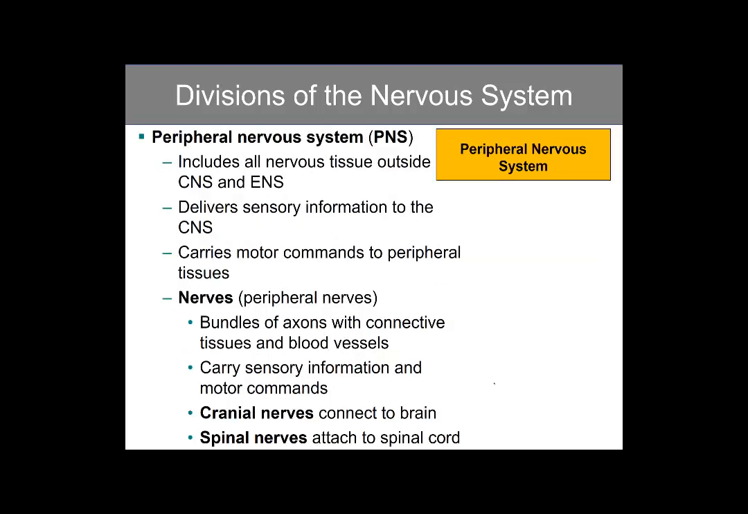The peripheral nervous system includes all the nervous tissue outside of the central nervous system, and it acts to, one, deliver sensory information to the CNS, but it also carries motor commands to the peripheral tissues. If you consider the brain, there's really 2 ways in which information travels. Information travels to the brain. This would be sensory information. And information travels away from the brain. This would be motor.